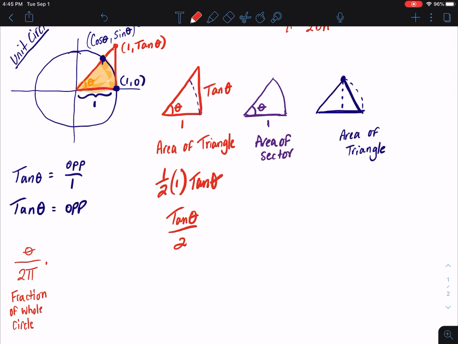Okay, and then what we're going to do is we're going to multiply by the area of the circle. So we just want this one fractional piece. We want the area of that fractional piece. So if we can take whatever fraction that is of the circle and multiply it by the total area, then we can get what the area of that fraction is. So the area of the circle is going to be pi r squared. So pi times 1 squared, that's the area of the circle. And so when we multiply those, we're going to get theta pi over 2 pi, which is just going to be theta over 2.